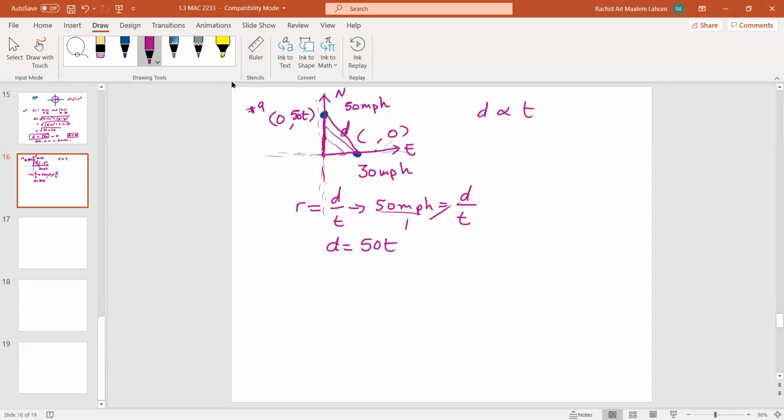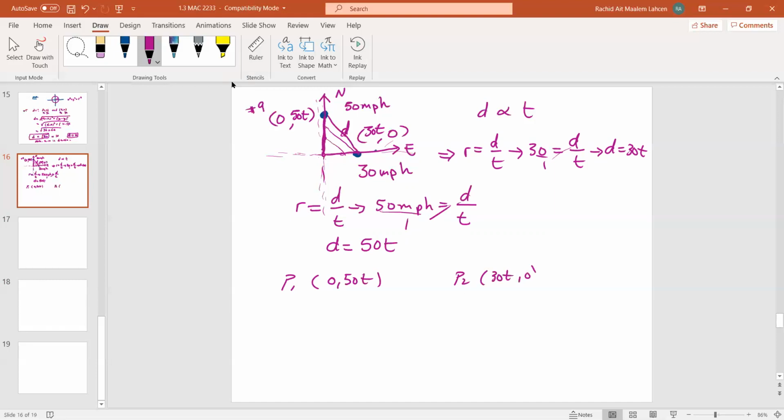We'll do a similar thing here. The rate of speed is the distance over time. So r here is 30. If you cross multiply, you get d equals 30t. And once you have these 2 points, let's say P1 is (0, 50t) and P2 is (30t, 0). This one is x1, y1, this one x2, y2. So the distance formula, let's just write it.